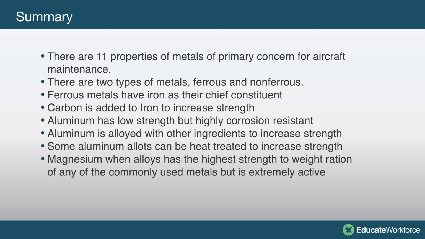Aluminum in its pure form has low strength but is highly resistant to corrosion. When alloyed with other ingredients, we can increase the strength of the aluminum. Some alloys can be heat treated to increase the strength even higher. Magnesium, when alloyed, has the highest strength to weight ratio of any commonly used aircraft metal, but it is extremely active, meaning that it will corrode very easily, and it is also flammable.